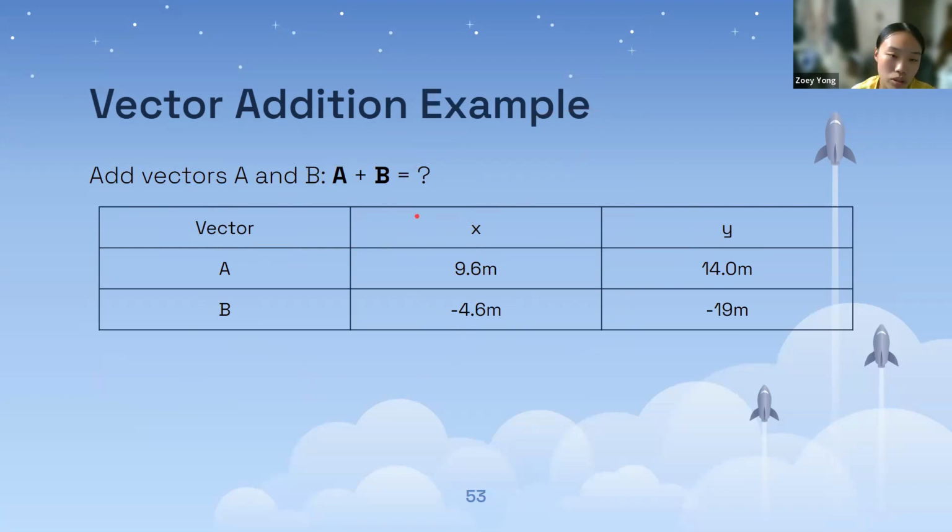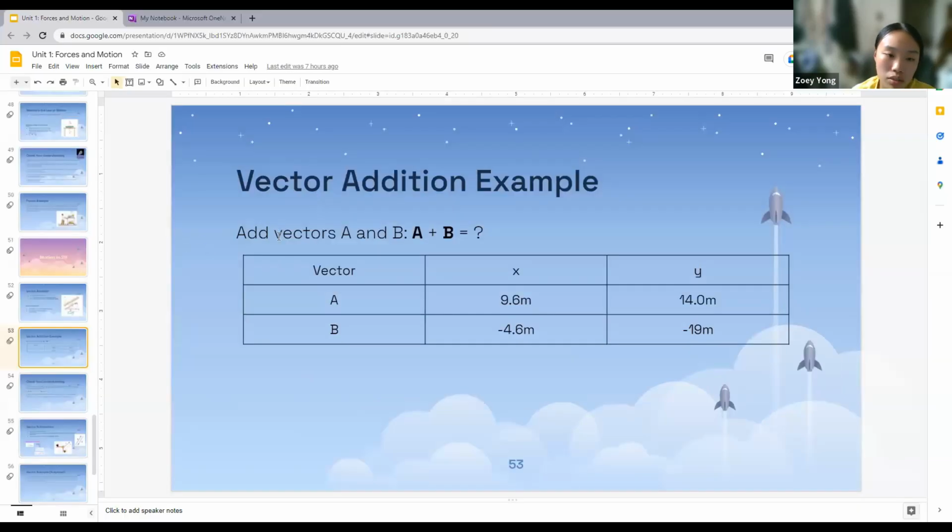If you know how to graph points on an XY axis, then this will look familiar. The example says: add vectors A and B, so just A plus B. What does that equal? Here are the vectors. Vector A is 9.6 meters in the X direction and 14 meters in the Y direction. Vector B is negative 4.6 meters in the X direction and negative 19 meters in the Y direction.